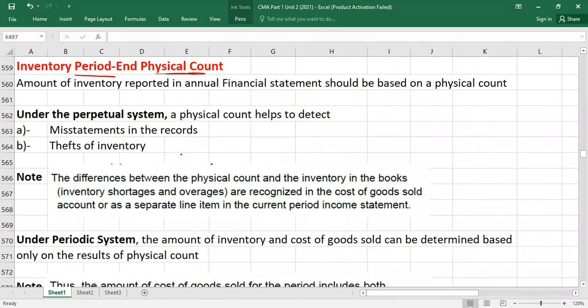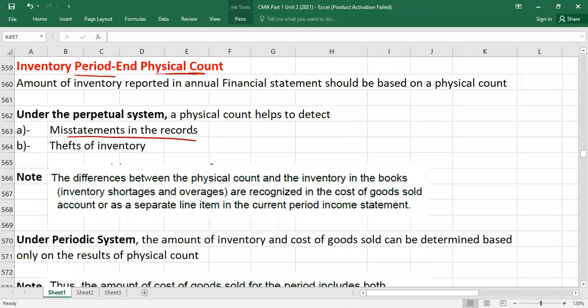Please remember here, physical count. Let me tell you the importance of physical count, then I will move to those three terminologies. Physical count is really, really important. The reason is that sometimes in my records inventory might be more, but physically we might have less inventory. Why? There could be theft of inventory. Plus, physical count will help you identify the misstatement in the records as well.